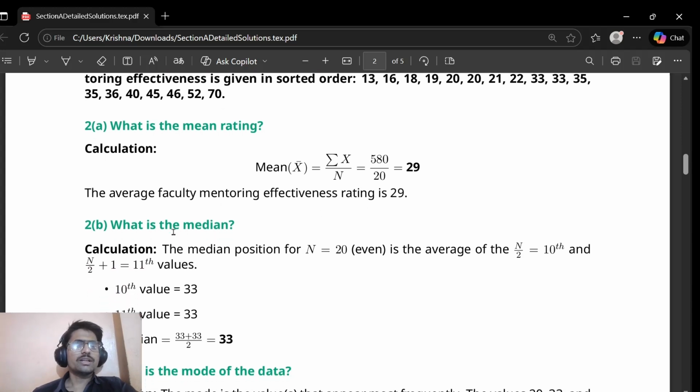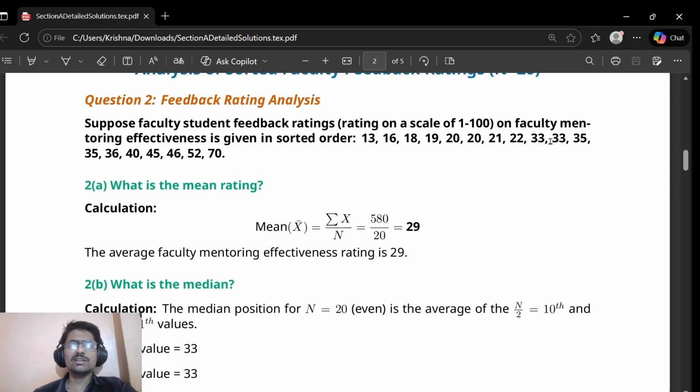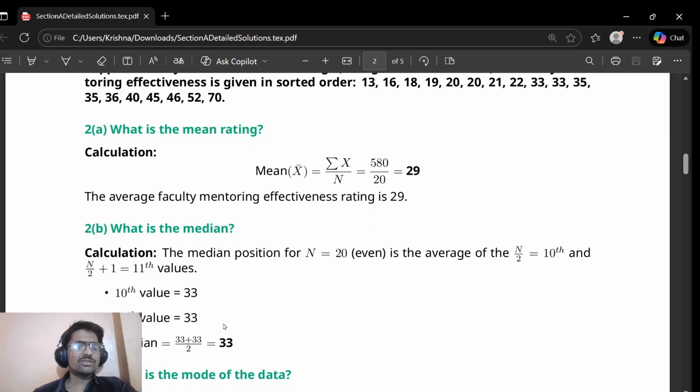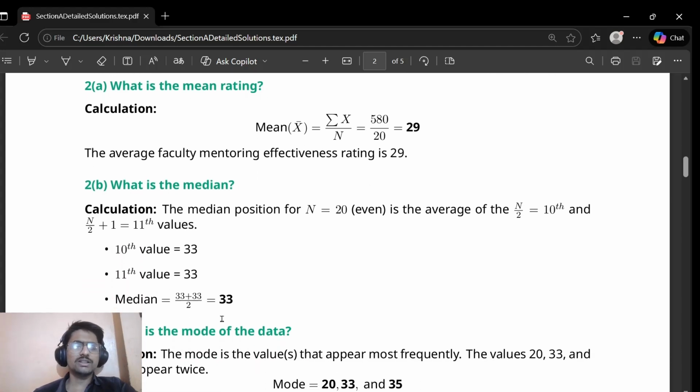So what is the median? Calculation: for n equal to 20, which is even, the median position is the average of the n divided by 2, equal to the 10th, and the n divided by 2 plus 1, equal to the 11th value. So the 10th value is 33 and the 11th value is also 33. So the median is 33 plus 33 divided by 2, which is equal to 33.